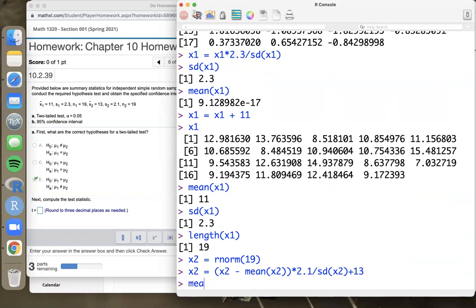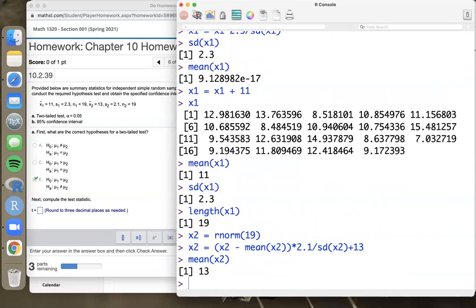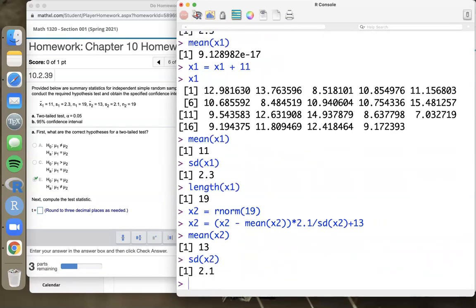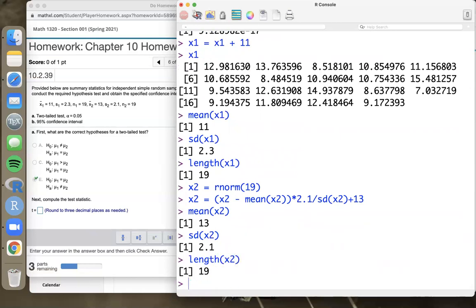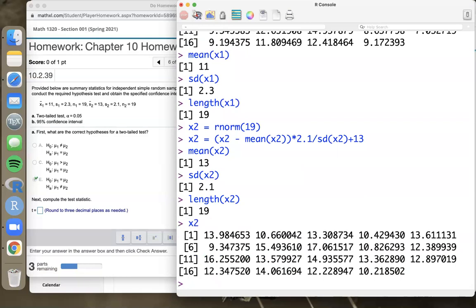Just to make sure that it has all the properties, the mean is 13, the standard deviation is 2.1, and it's still got 19 data points. Okay, and here's the numbers. What the numbers are doesn't matter, but there's the idea. And now we can just use the power of the t-test function. Once you get really good at coming up with these data sets, the t-test function is way faster than anything you can do by hand.